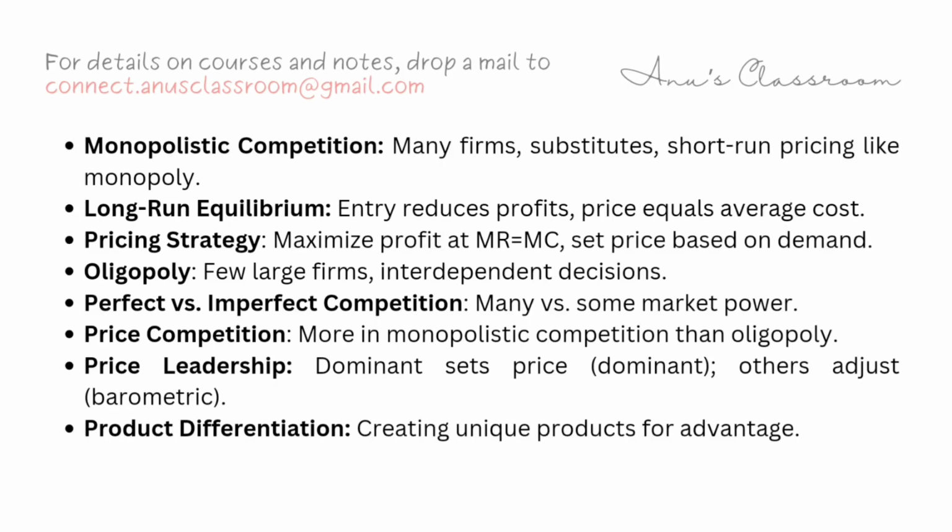So monopolistic competition and oligopolistic competition, and we have perfect competition. These are three different ways a market can be organized, and each type affects how companies will decide on prices and how they stay competitive in the long term.